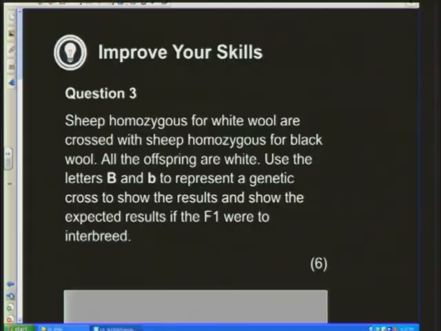Sheep homozygous for white wool are crossed with sheep homozygous for black wool. All the offspring are white. What does that tell you guys? Let's do homework now. Sheep homozygous for white, they are homozygous, that's homework, and white wool. They are crossed with sheep homozygous and black. So we know that both the sheep are homozygous, and one is white and one is black. When they crossed, all the offspring are white.